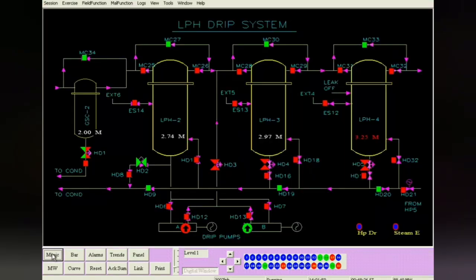The control valve is also open, and now you see the drip will be going back into the condensate line, and the control valve of LP heater 2 has closed, because the drip is going into the condensate line.